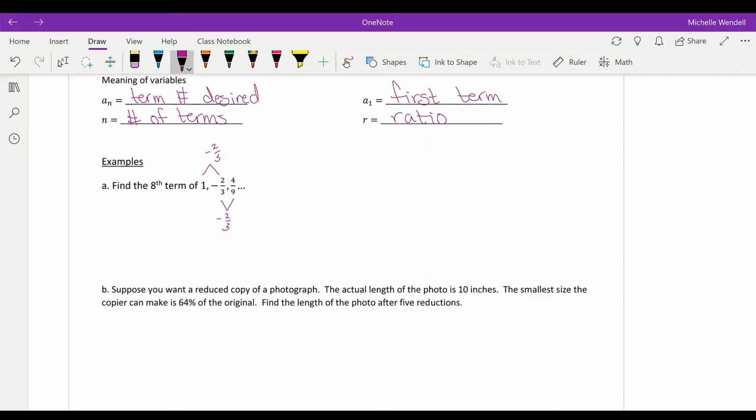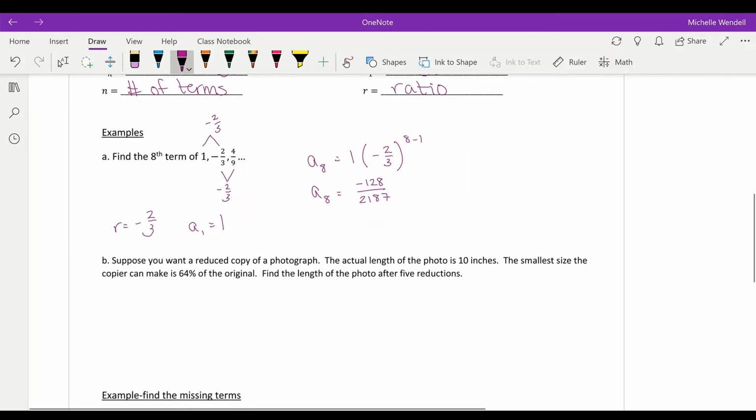For a lot of people, it's just easier to do the division, and so they take the second number divided by the first, the third divided by the second, so on and so forth, to be able to find the ratio. So in that case, I know my ratio is negative 2/3. I know my a sub 1 is 1. And I need to find the 8th term. So I can plug this into my formula. It's going to be a sub 8 in this case equals my first term times my ratio of negative 2/3 to the 8 minus 1 power. So you plug all that in your calculator, you get negative 128 over 2187.